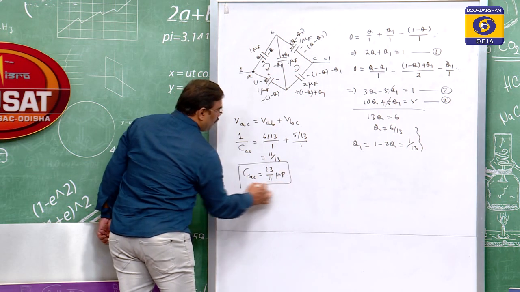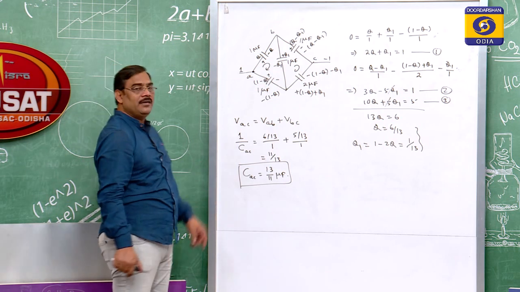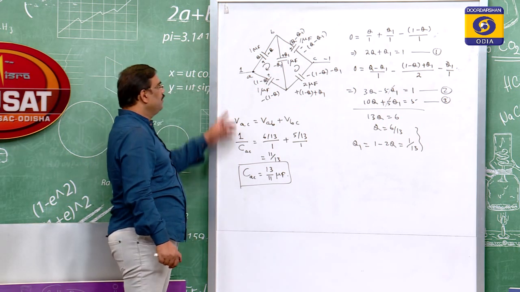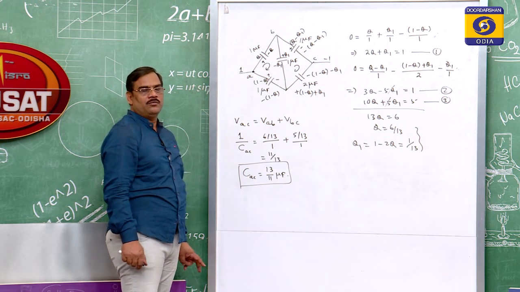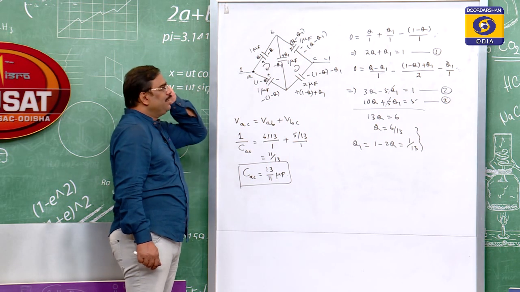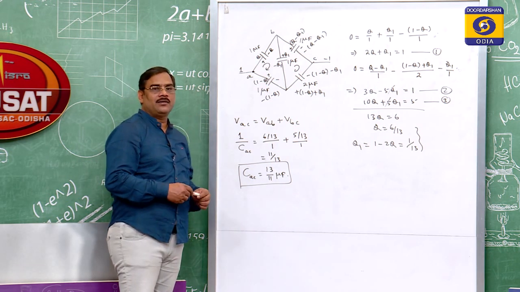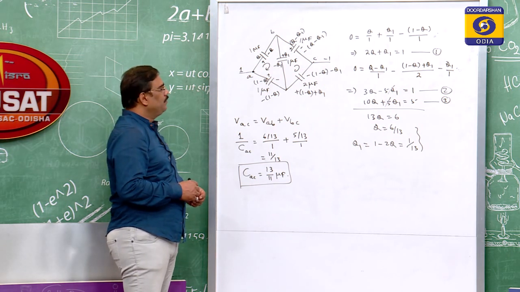So, in this way, using Kirchhoff's first law and second law, we can also calculate the effective capacitance in a complicated network where the bridge is not balanced. Okay. So, this is something about the applications of Kirchhoff's law, some examples showing the applications of Kirchhoff's law.